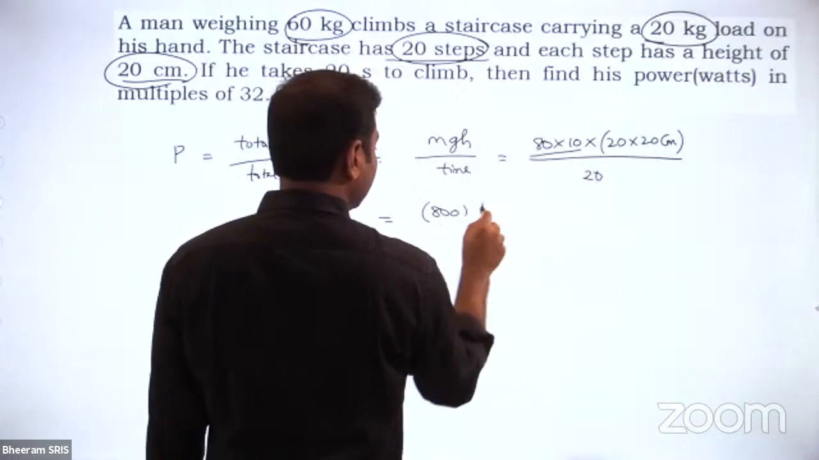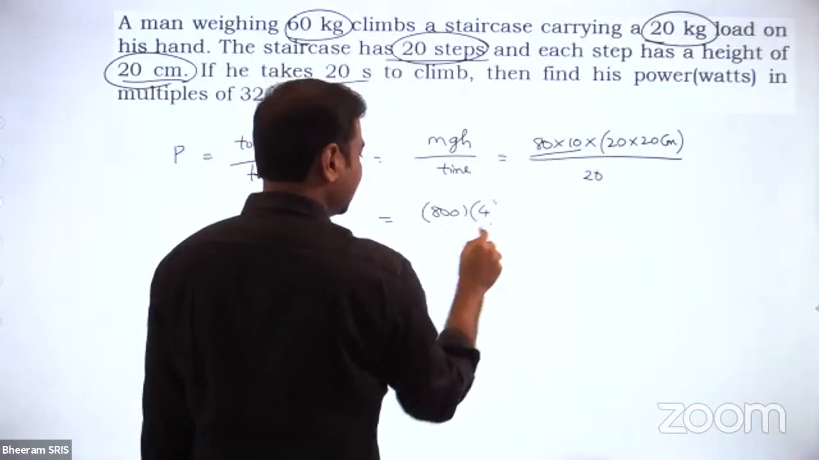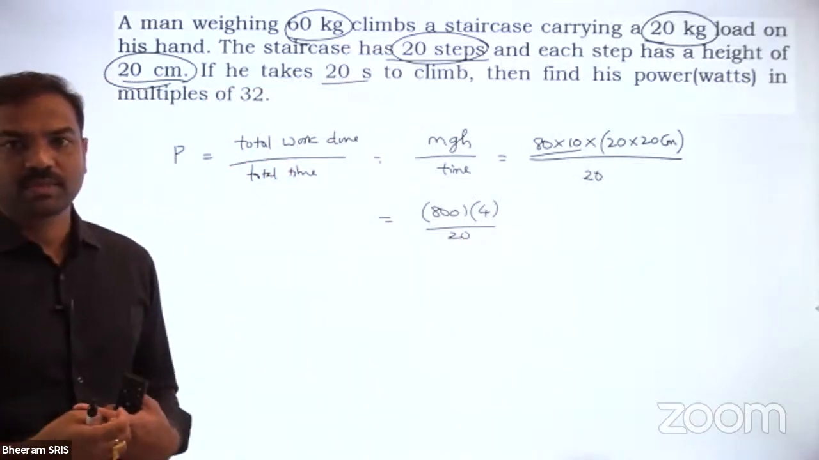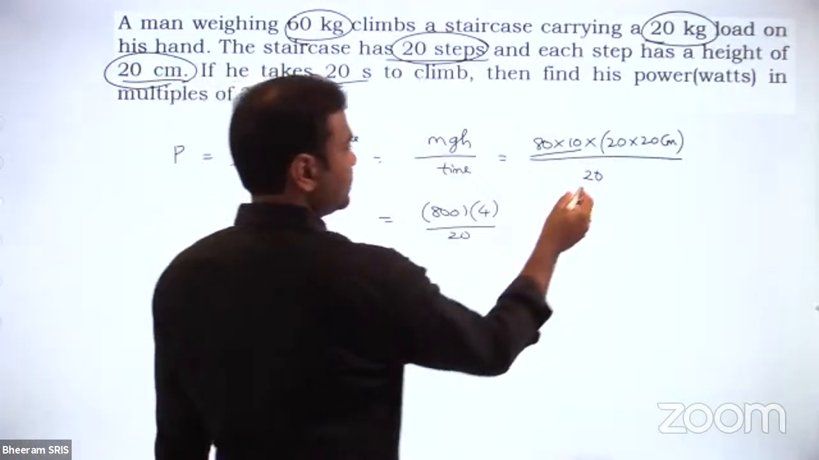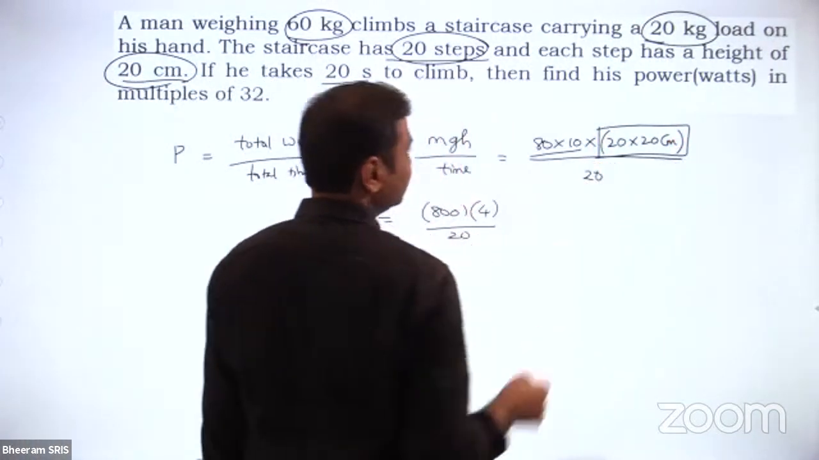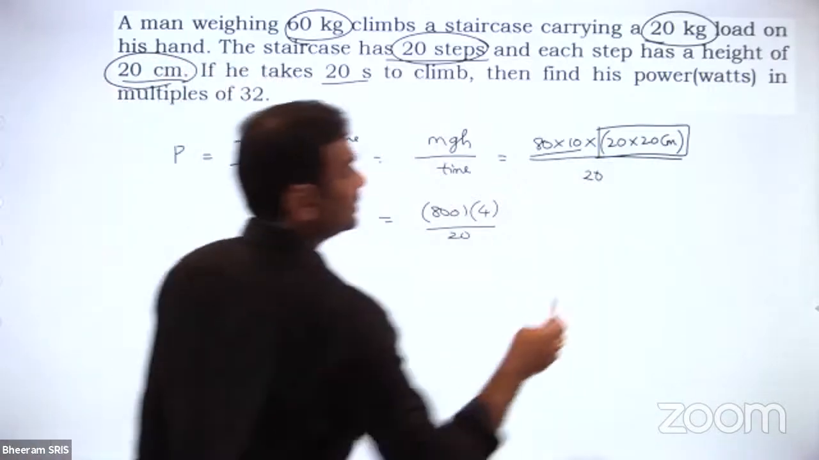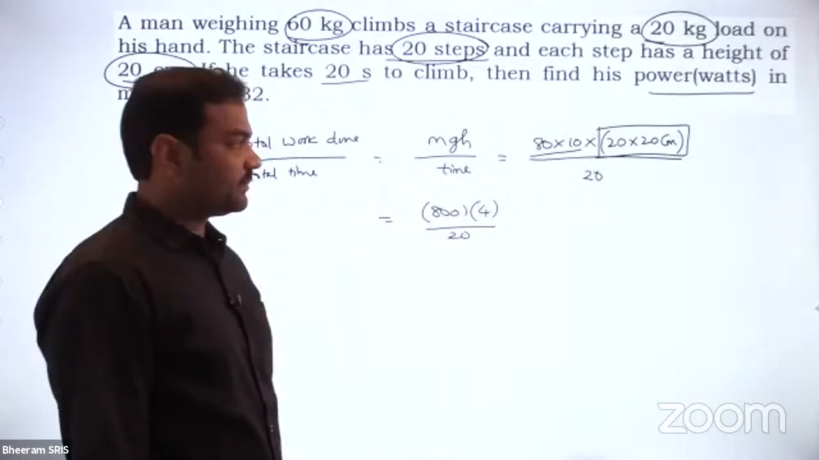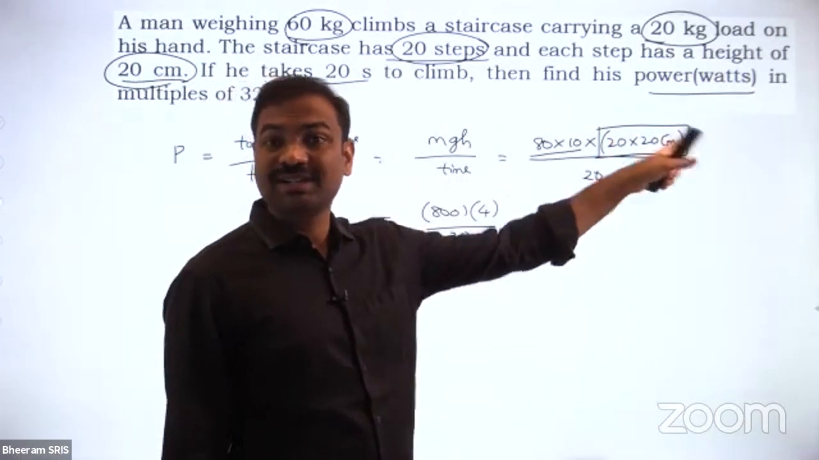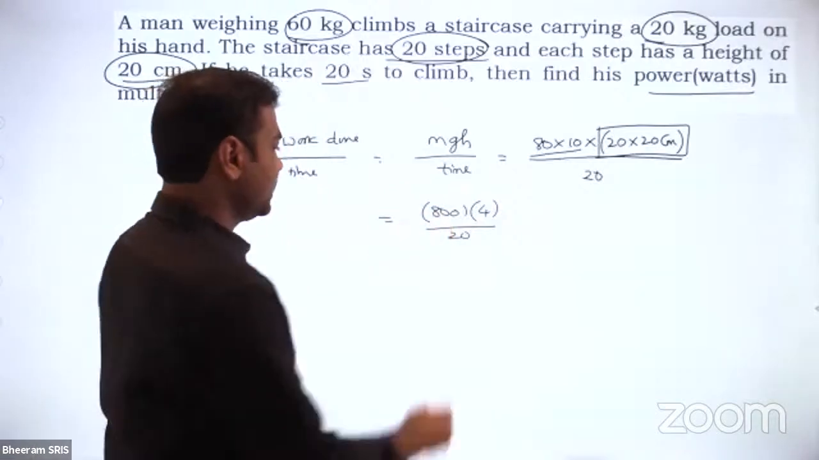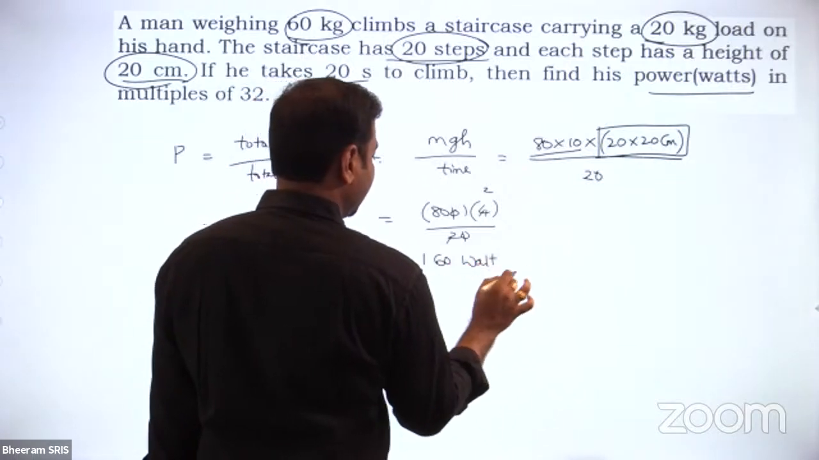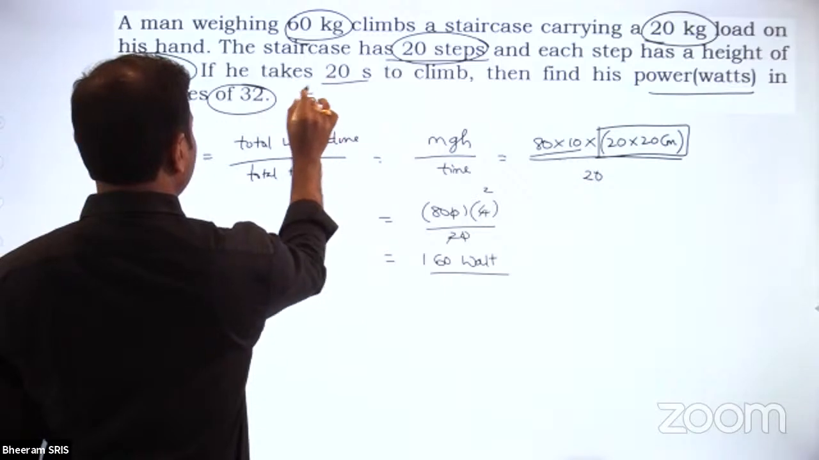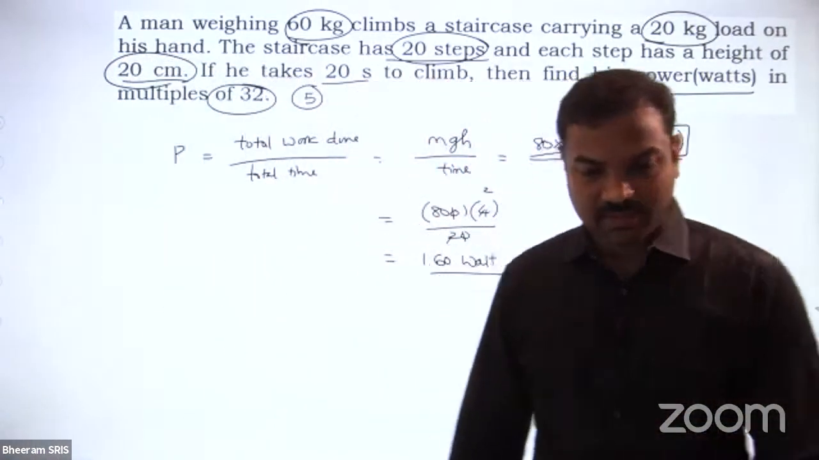So 800 I'm writing, into this 400 centimeter. That means 4 meter by 20. Got it clear? So are we getting 160? No? Okay. You understood this is in centimeters, but we have to write in terms of watts. Power in terms of watts is nothing but MKS units. So that's why I have to convert into meters. 20 into 20, 400 centimeter, that will become 4 meter. Then the 0 cancels out, 2, then you will get how much? 160 watt. But I'm asking in multiples of what? 32. So that will be what? 5. Multiple of 32 is 5.